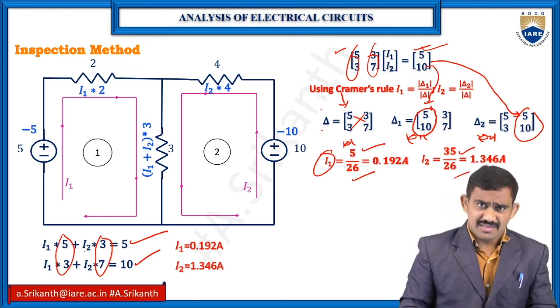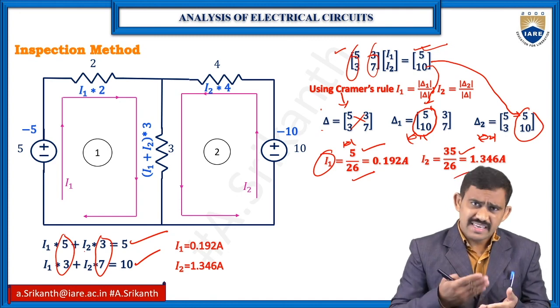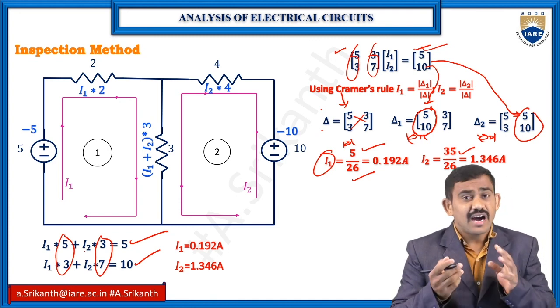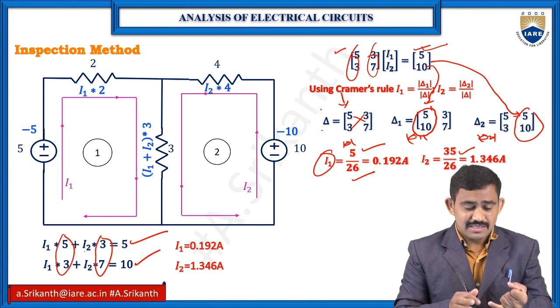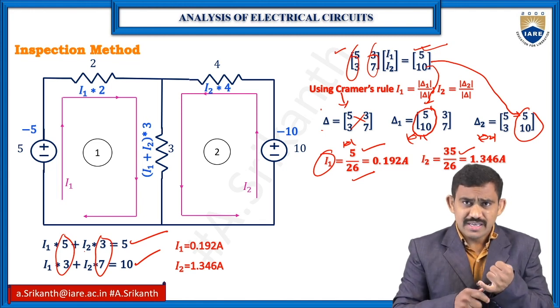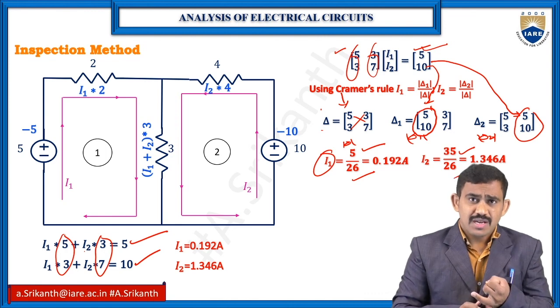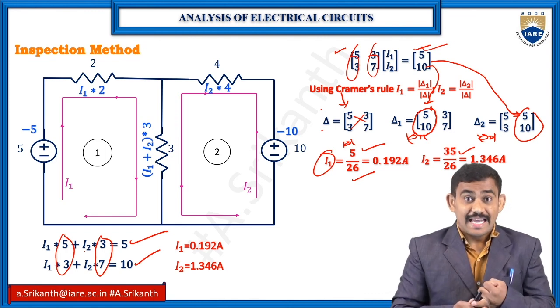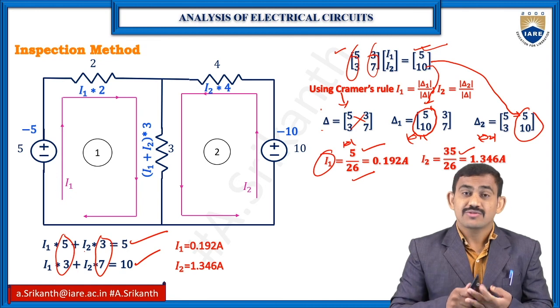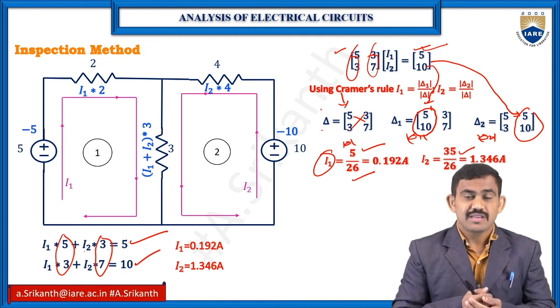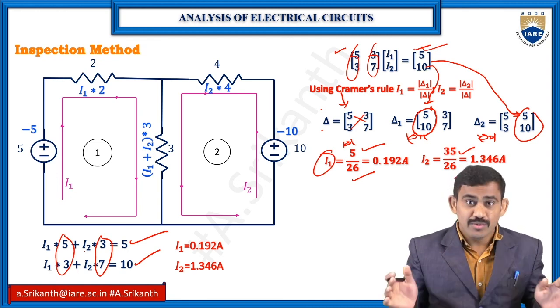So in any analysis, any circuit theorems or anything, if you want to find any unknown values, use these methods: current division rule, voltage division rule, source transformation, star to delta, delta to star, Kirchhoff's laws, series parallel, as well as mesh, nodal, supermesh, supernode analysis, as well as the inspection method. If you know these methods, it's very simple to find out.